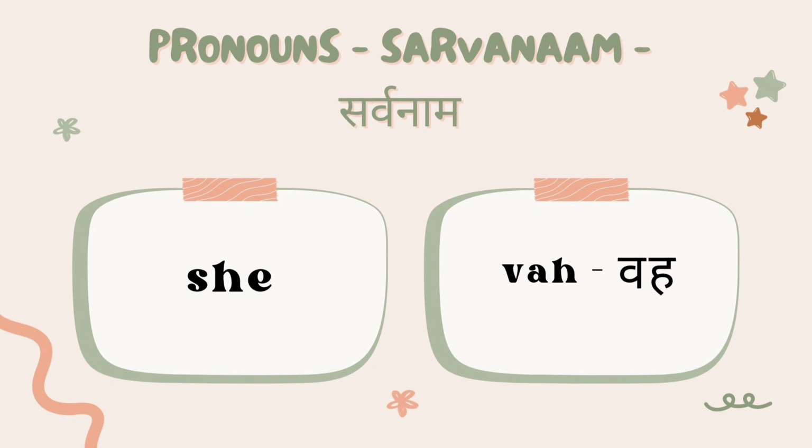Next pronoun. In English, she, which means वह. In Hindi, I will repeat this, she, वह. Next pronoun. In English, we, which means हम. In Hindi, I will repeat this, we, हम. Next pronoun. In English, they, which means वे. In Hindi, I will repeat this, they, वे.